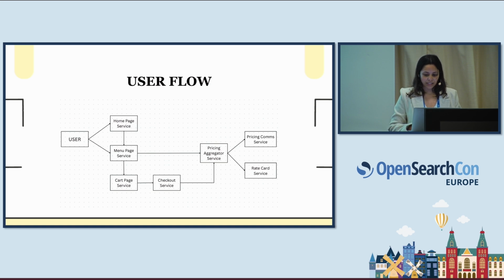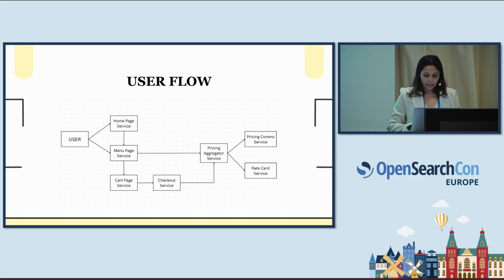When the user opens the app, they land on what you can refer to as the home page. This is the page that allows them to select what they want to order from, like a restaurant, or to fulfill some grocery needs. So let's assume for the purpose of our example that they want to order food from a restaurant.